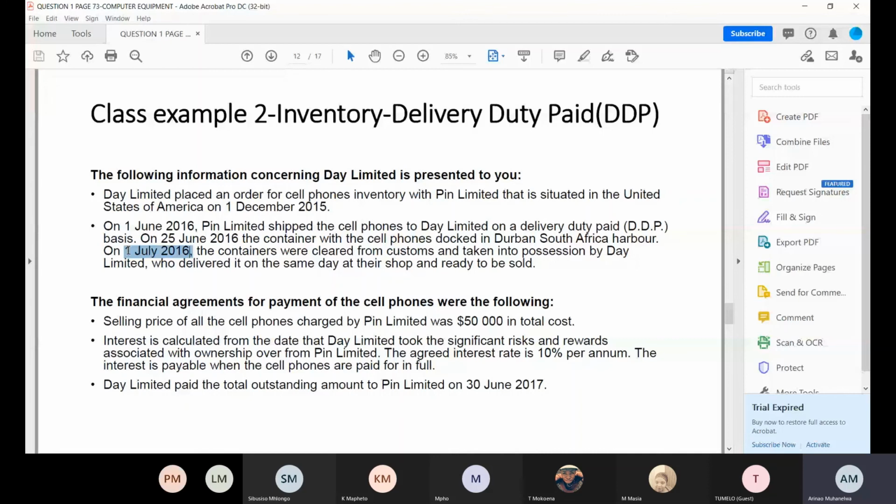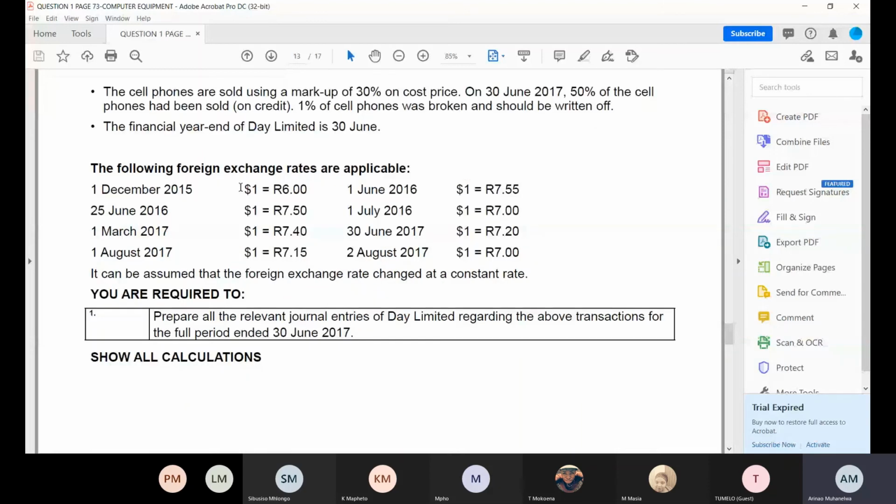But what I want us to spend more time on is here. The following foreign exchange rates are applicable. Dollar to rand, now, multiplication. Very important: it can be assumed that the foreign exchange rate changes at a constant rate. Again, that means in order for us to calculate interest, we can use the average rate. Required to provide the journals.